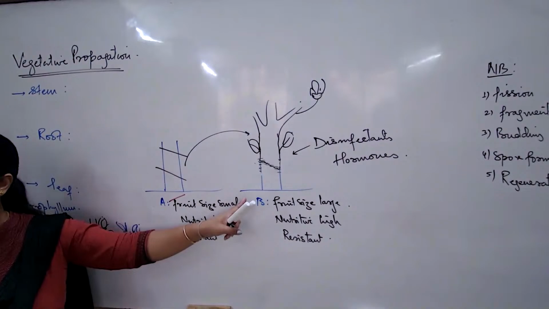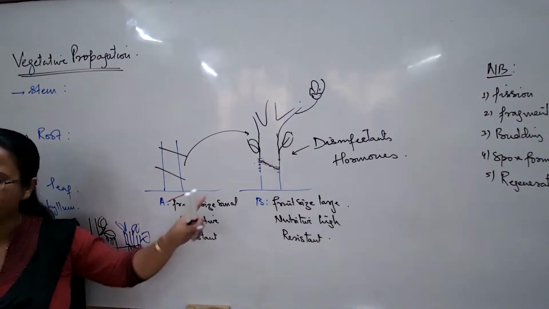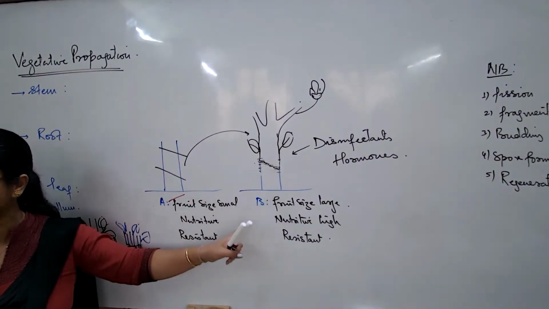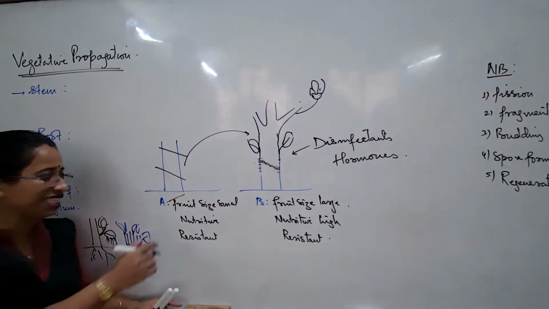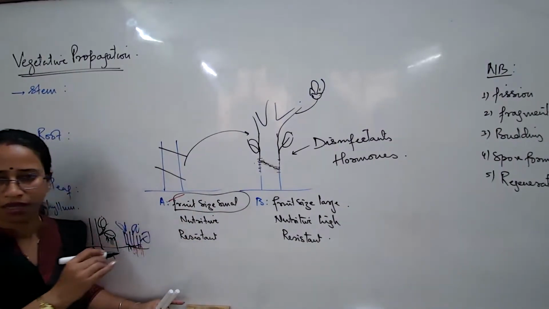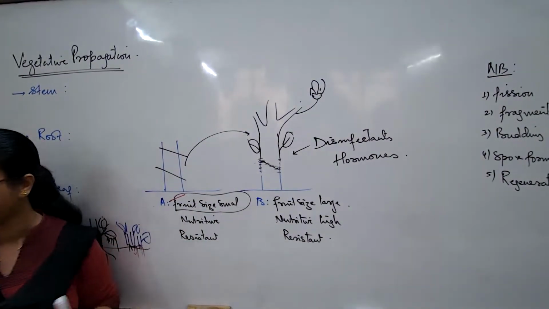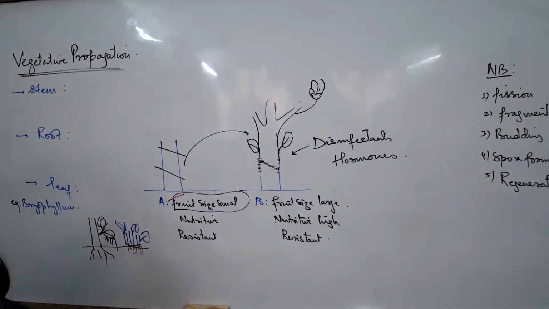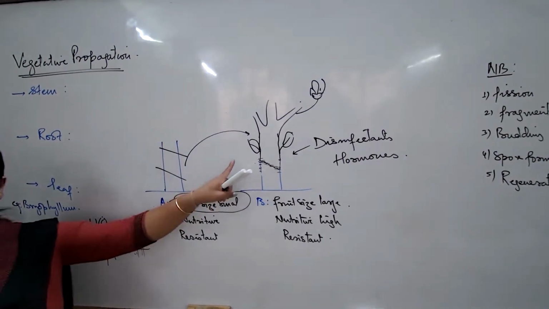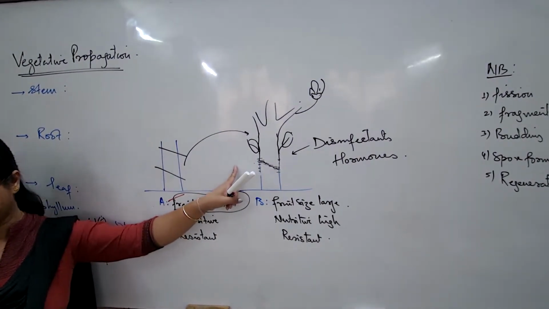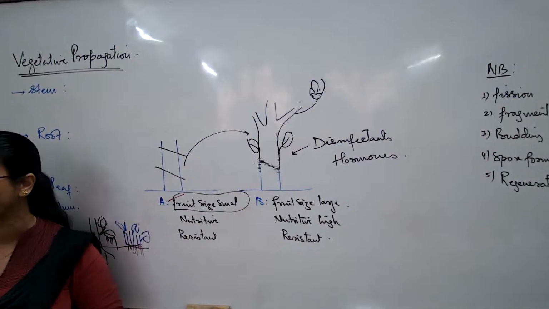It is just a trial and error method. A number of times they will do this. If it is not accepted and they still see this feature, they will again try with another plant, another variety. What is the advantage part of it? What is the advantage of this method?